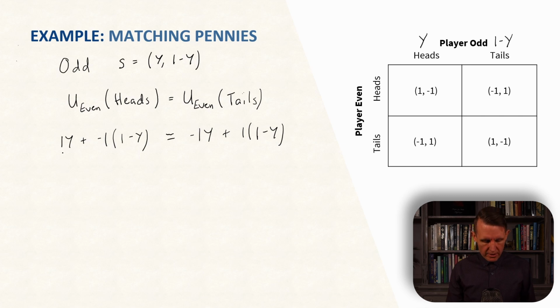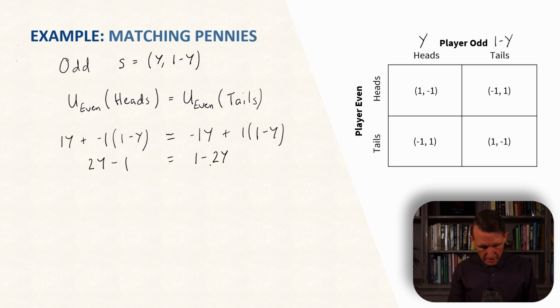So all we need to do now is solve for y in this inequality, and we'll get the probability that player odd should play the action heads. So if we simplify this here, we get 2y minus 1, and if we simplify this right hand side, we get 1 minus 2y.